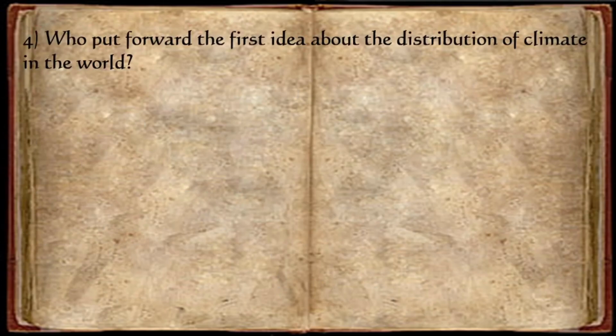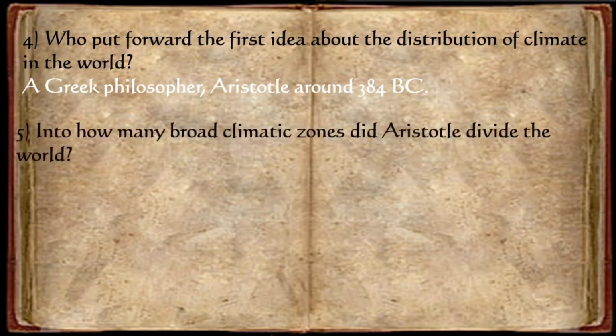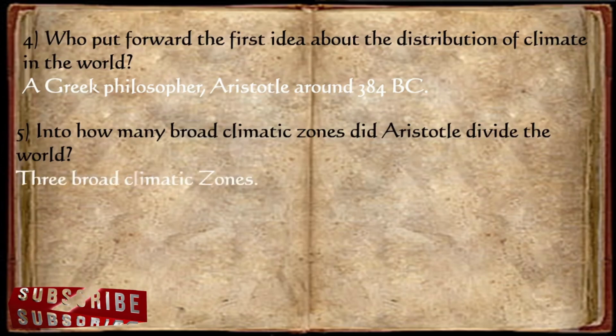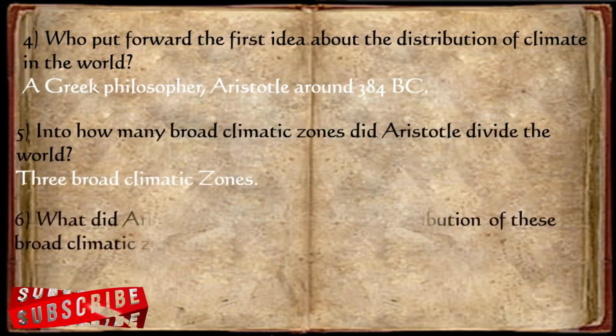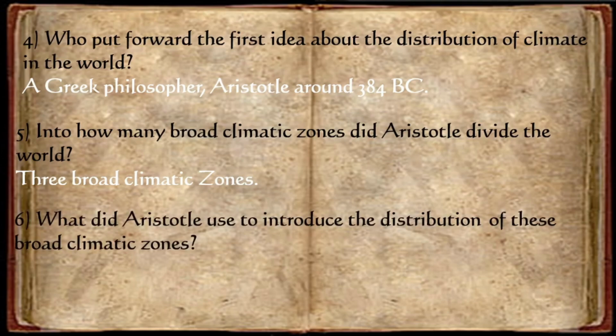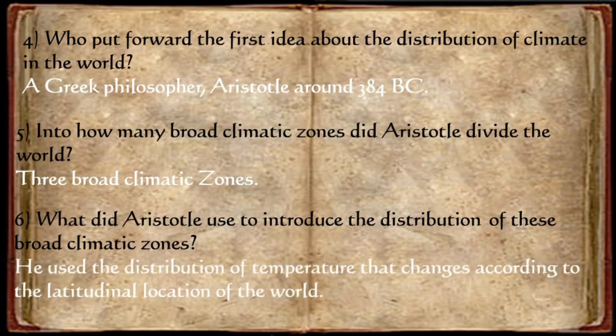Who put forward the first idea about the distribution of climate in the world? A Greek philosopher, Aristotle, around 384 BC. Into how many broad climatic zones did Aristotle divide the world? Three broad climatic zones. What did Aristotle use to introduce the distribution of these broad climatic zones? He used the distribution of temperature that changes according to the latitudinal location of the world.